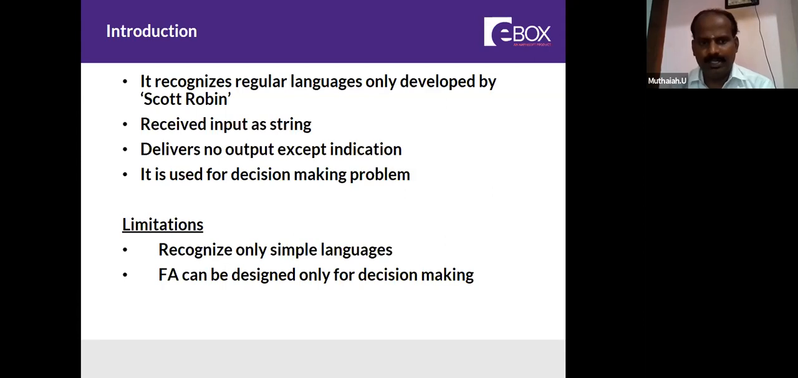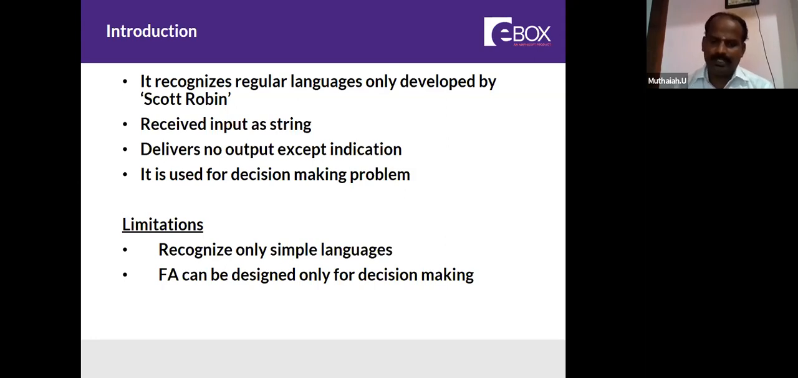And here you see, it receives input as a string and delivers no output, only an acceptance indication. It is used for decision making problems. Decision making is very important in this field because we have a problem with constraint conditions, and from these constraints we have to take some decisions. Here, with even number of A's and even number of B's, how can we take the decision?